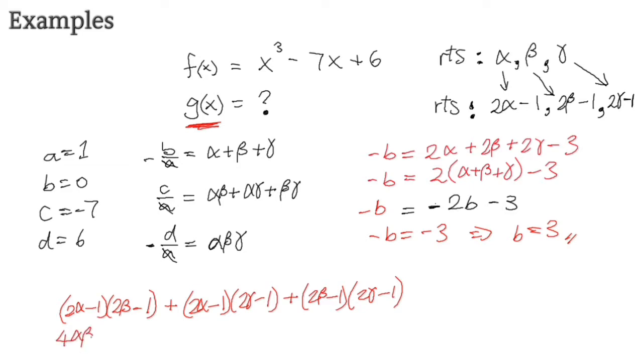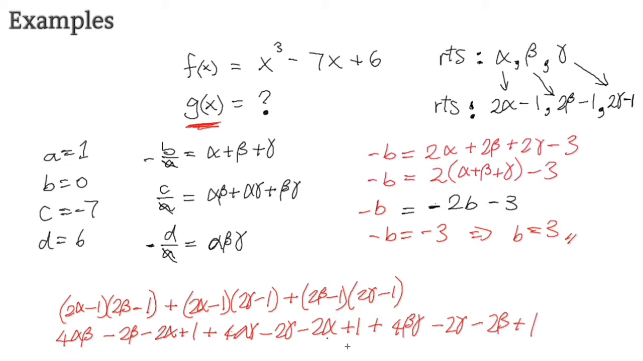That gives me 4 alpha beta take 2 beta take 2 alpha add 1, add 4 alpha gamma, and you see what I'm getting at right now. Take 2 alpha, add 1, add 4 beta gamma, take 2 gamma, take 2 beta, add 1. So all of this looks complicated, but if you collect the like terms, aka the 2 multiplied and the single roots, we have 4 lots of c.